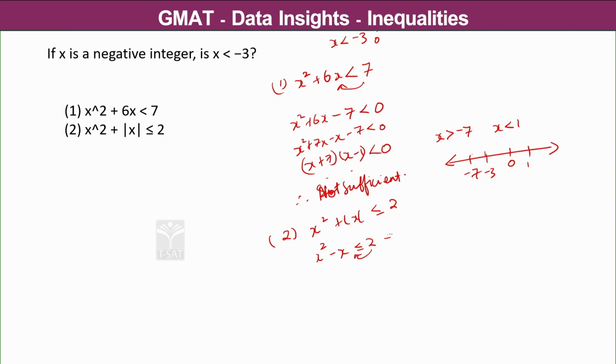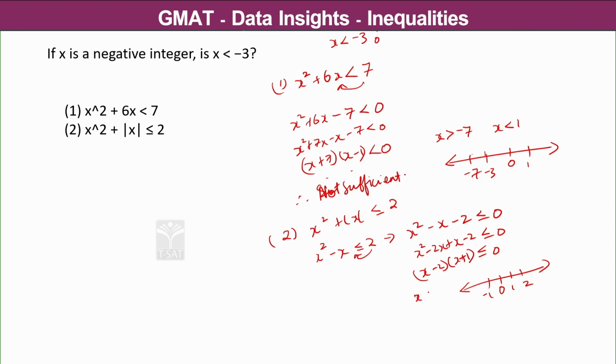Taking 2 to the other side, you have x square minus x minus 2 is less than or equal to 0. So, x square minus 2x plus x minus 2 is less than or equal to 0. (x minus 2) into (x plus 1) is less than or equal to 0. It's less than or equal to 0, that is a negative number, only possible when x is greater than or equal to minus 1 and x is less than or equal to 2. The only negative number that is possible for this is x equal to minus 1, because x is a negative integer. That is the only negative integer satisfying this condition.